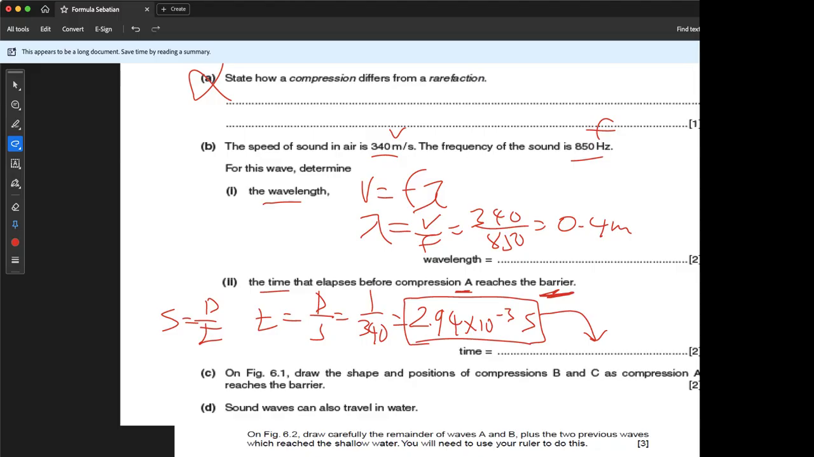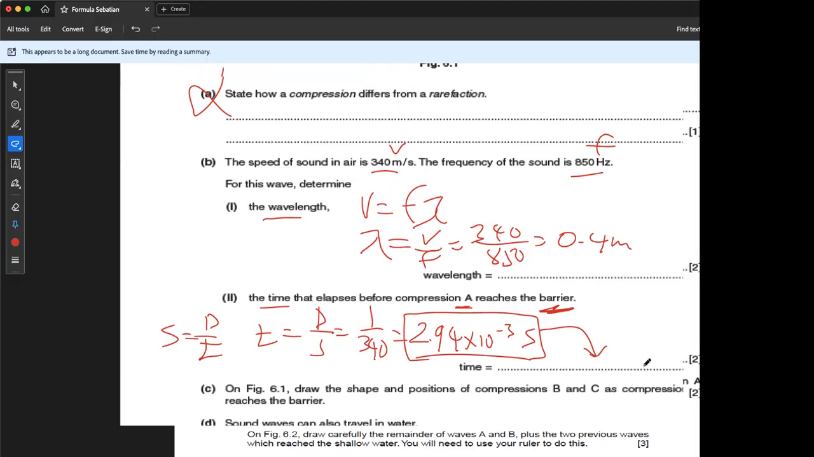Is that correct or not? I'm surprised. Okay, good. Okay, everyone understand? Read the question properly, guys. I see a few of you wrote 0.4 here.